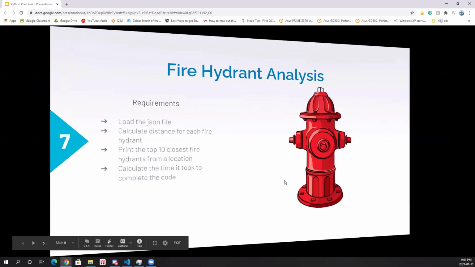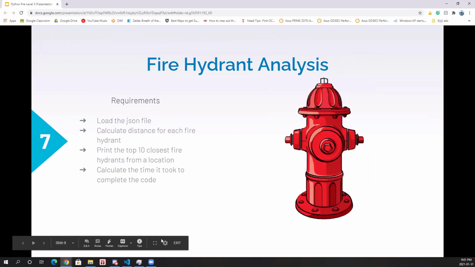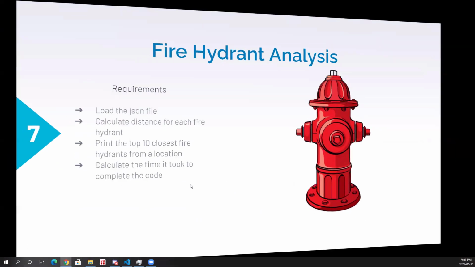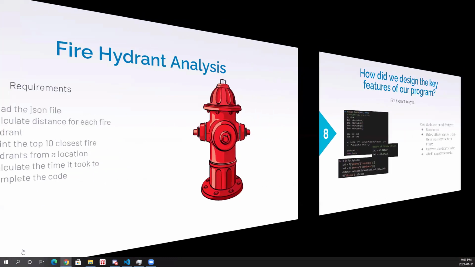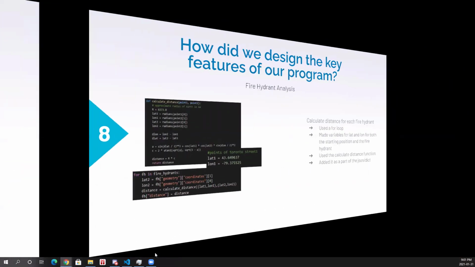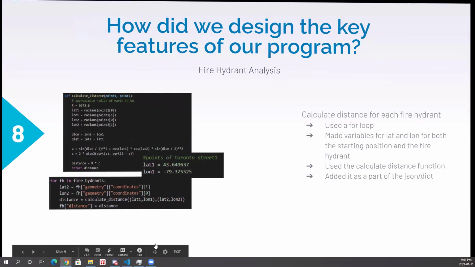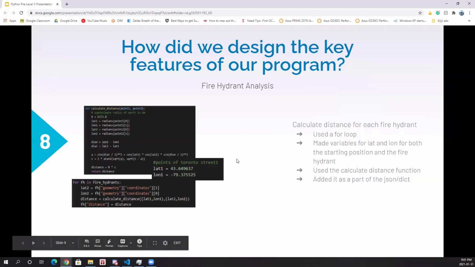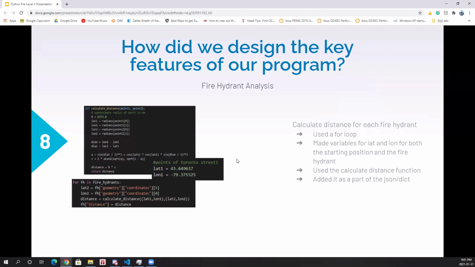For the fire hydrant analysis, the requirements are to load the JSON file into the Python dictionary, then calculate the distance for each fire hydrant, print out the top 10 closest fire hydrants from the location we chose, and calculate the time it took to complete the whole code. How did we design the key features of the program?